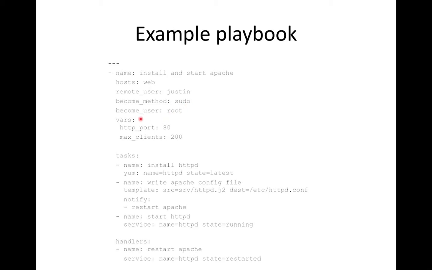We can define some variables, and these variables are used within the playbook. And then finally, we describe tasks. And this is a list. You can see a list of tasks. So in YAML, each list item begins with a dash. And so each task has a name. For example, install HTTPD, which is Apache. And then the task is calling a module. In this case, we're calling the yum module. And the yum module is going to install the HTTPD package, and it's going to install the latest version of that package.